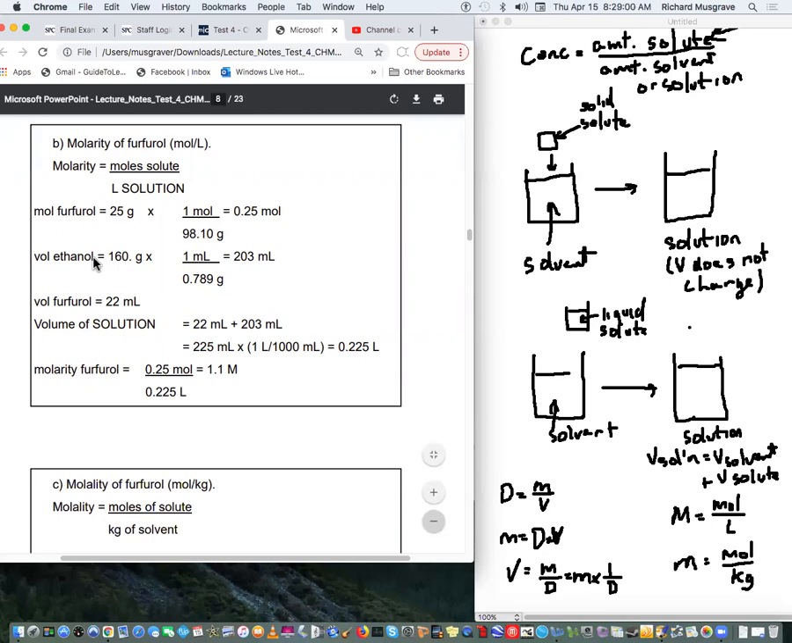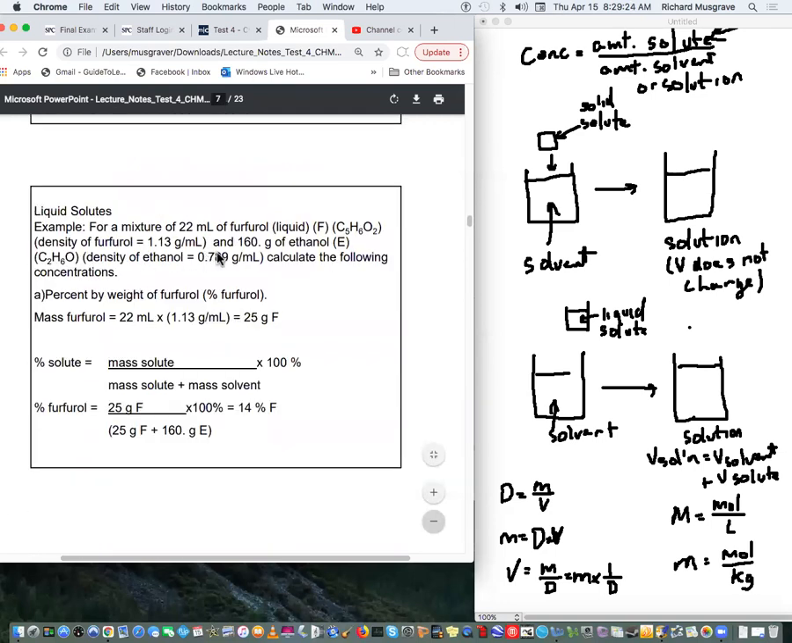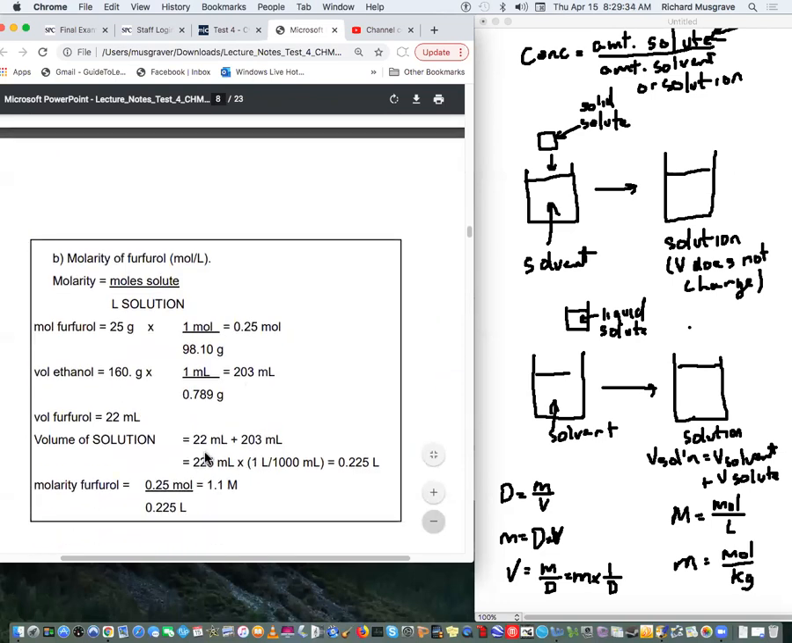The volume of ethanol we need to find because we need the volume of both the solvent and the solute. We already have the volume of the solute. It was given to us in the problem. But here, I needed to find the volume of the ethanol, which is the solvent. And that comes out to be 203 mils when we do 160 grams times 1 mil over 0.789 grams, which I get from the problem again as the density. There it is, 0.789 grams per mil. We flip it over, that's 1 mil per 0.789 grams. We add the two volumes together, which comes out to be, in this case, 225 mils. We convert that to liters because it's liters of solution. And then we divide the two and we get our molarity that way.